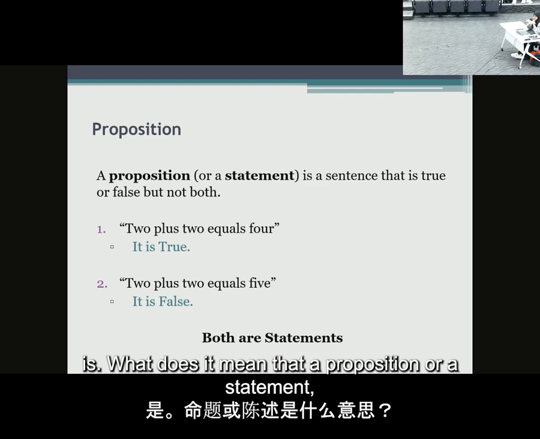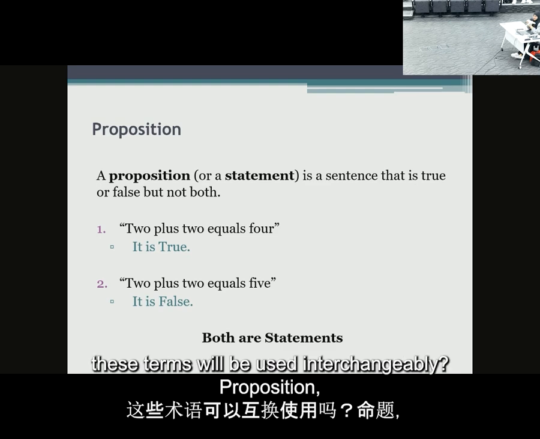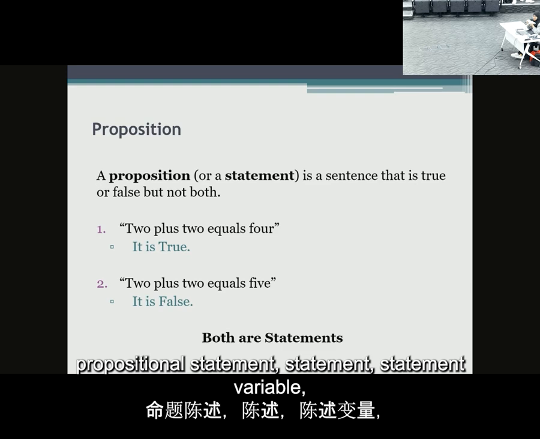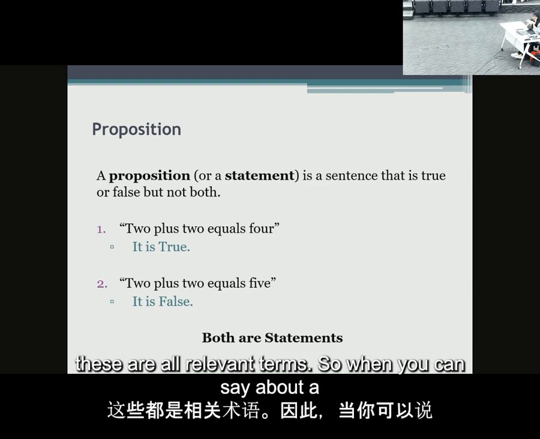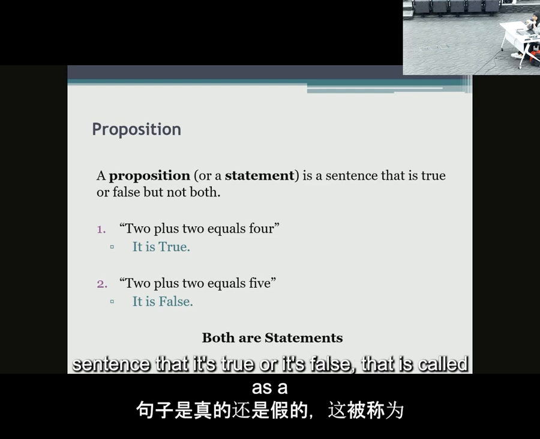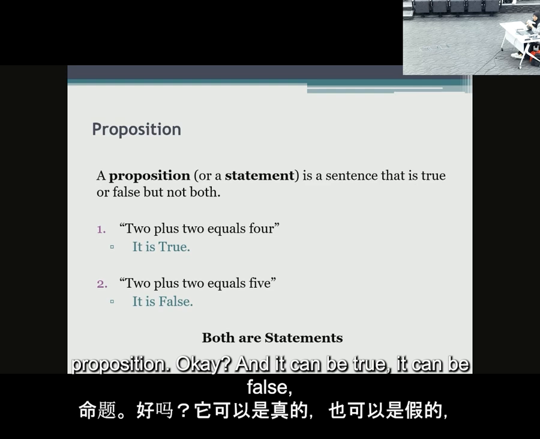What does it mean? A proposition or a statement, these terms will be used interchangeably. Proposition, propositional statement, statement, statement variable, these are all relevant terms. So when you can say about a sentence that it's true or it's false, that is called a proposition.